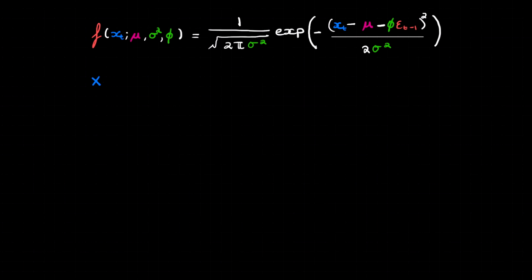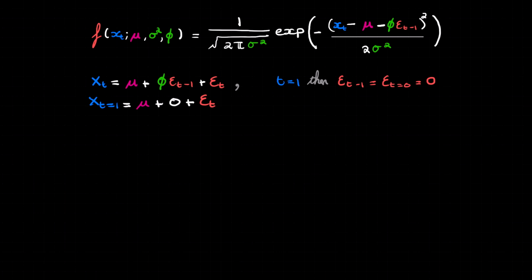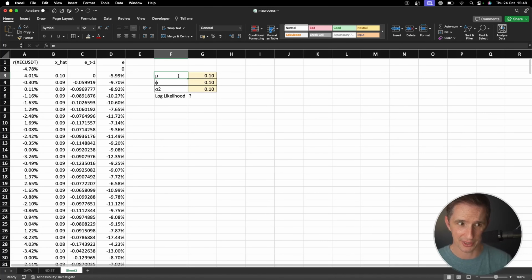which is dependent upon some parameters. We have x sub t is equal to mu plus phi times epsilon sub t minus 1 plus epsilon sub t. Okay, we know that is the formula that we're trying to model. Well, when we're at the first time step, what is epsilon sub t minus 1? Well, we said before, we're just going to make it 0. And so anything times 0, phi just becomes irrelevant as well. So we can just put a 0 here, plus epsilon sub t, where t is equal to 1. So this is epsilon at time t equals 1.